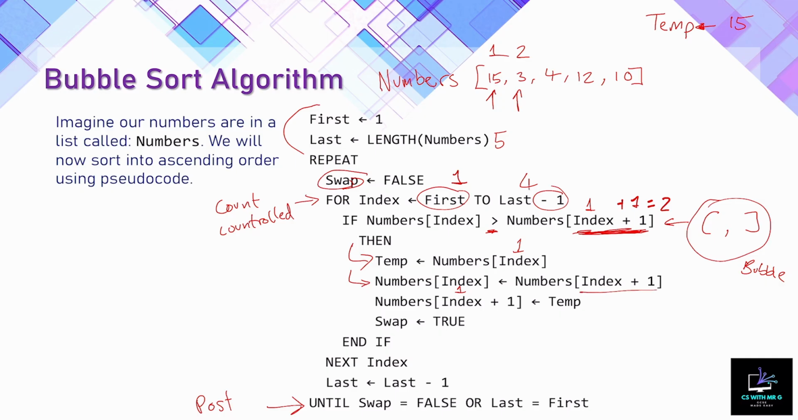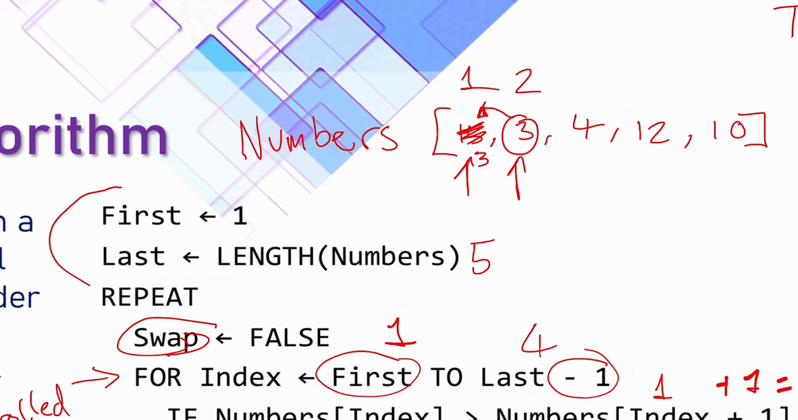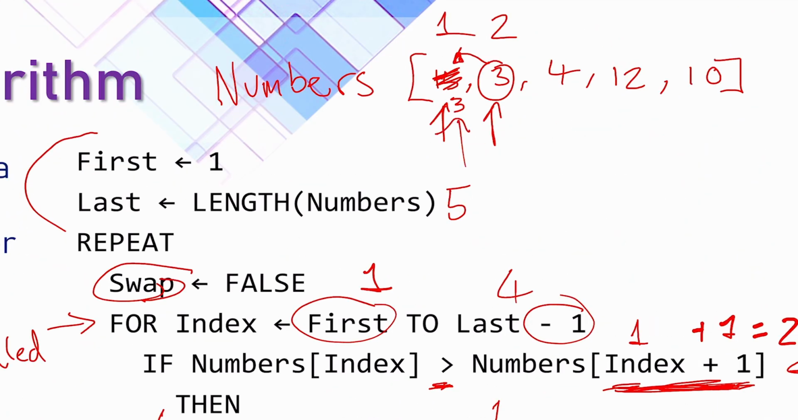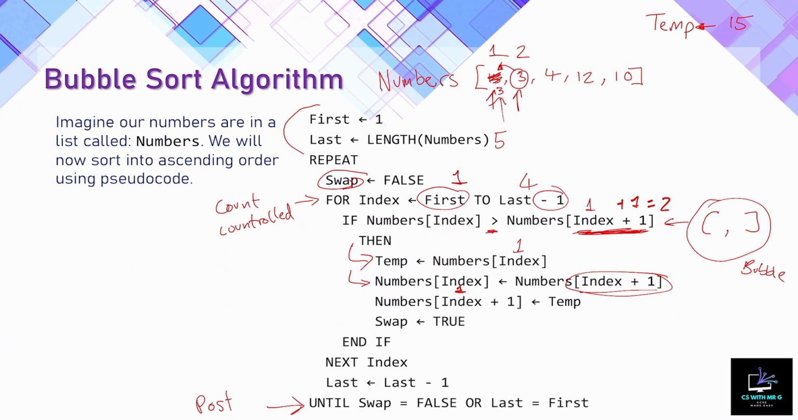This is where the swap happens, because I take the number from this position, which is 3, and I put it in the original index, which is 1, which goes here. Okay, so this 15 is gone, and it's overwritten by the number 3. So the 3 is now in position 1 there. Okay, so that's the first part of the swap.